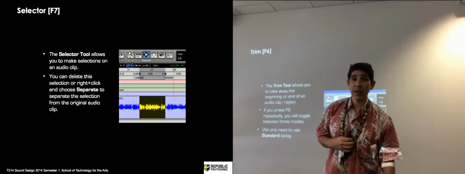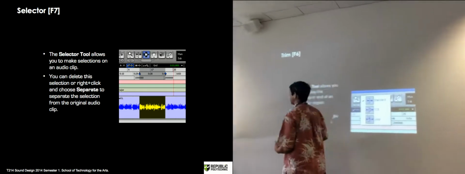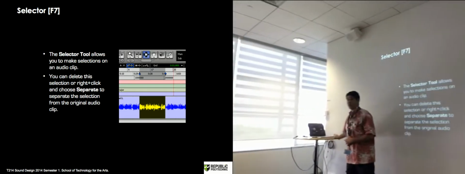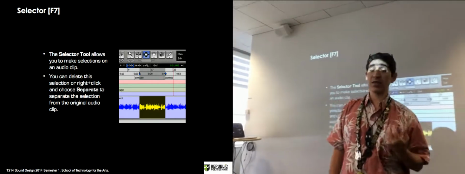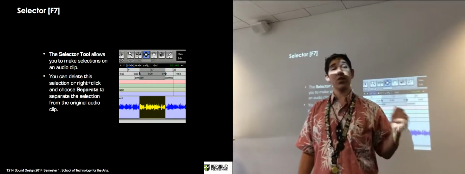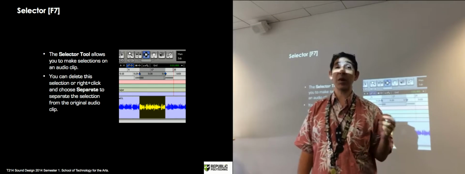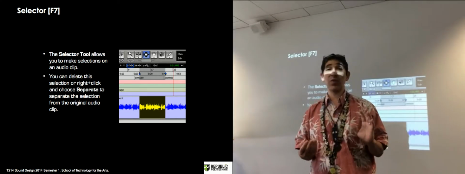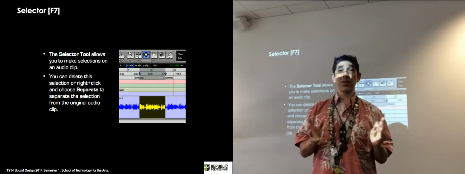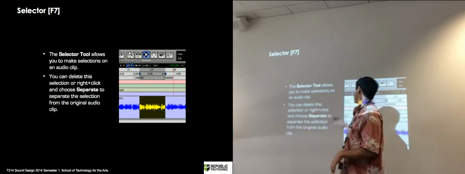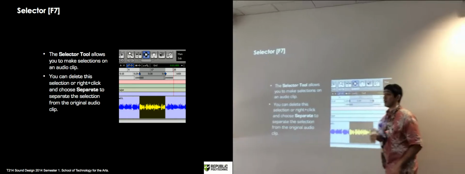All right. Next, we have the selector tool. Now, the selector tool is very much like any other selector. You use it to highlight a certain amount of audio, and you can then copy, you can paste it, you can separate it, you can cut it out, whatever you want to do with it at that point. So the selector tool is a very useful thing. You'll notice it's over here, okay?